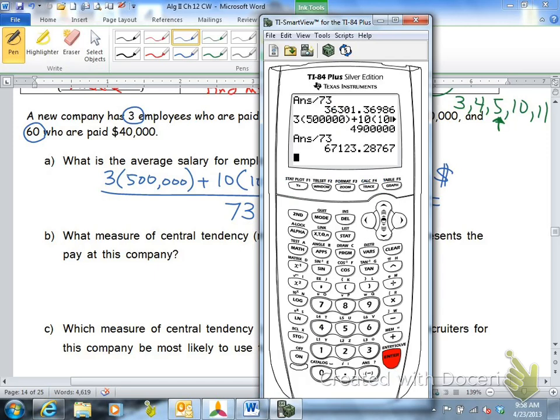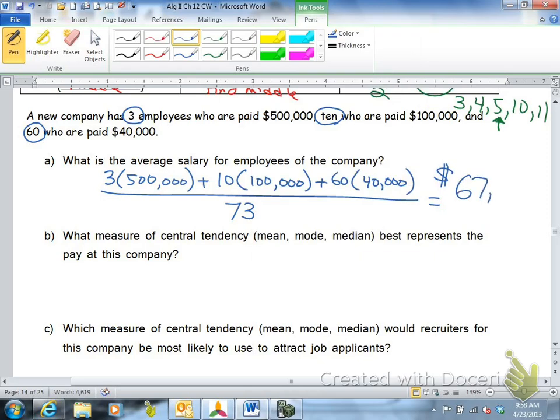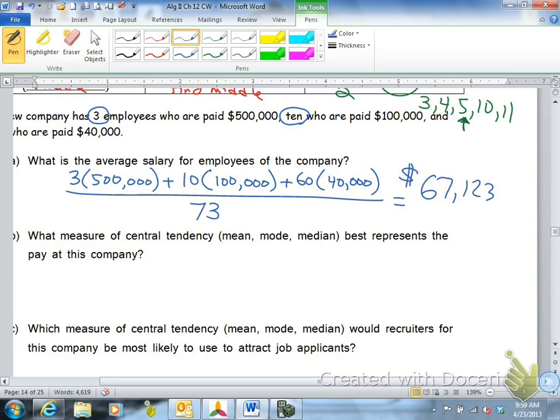So doing this on our calculator, we get total salary of everybody is $4.9 million. But the average is $67,123.29. $67,123.29 is the average salary. Now the next 2 questions are thought questions to some degree.